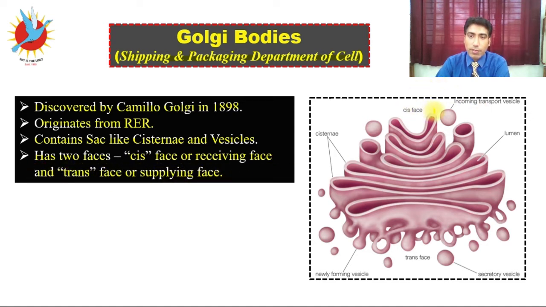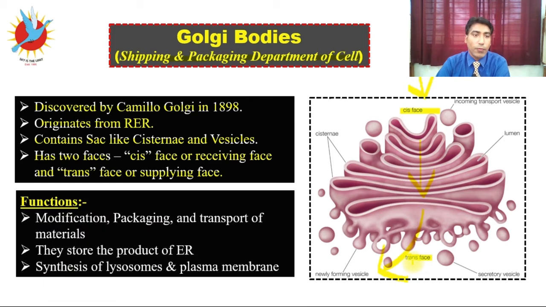So in this image you can see that this area is called cis phase, from where it can receive anything from the other cell organelle, and after processing or packaging it can release the same material from this area, which is known as trans phase. So it has the two phases: cis phase, which is the receiving phase, and trans phase, which is the supplying phase. Function: it helps in the modification, packaging and transport of various materials.